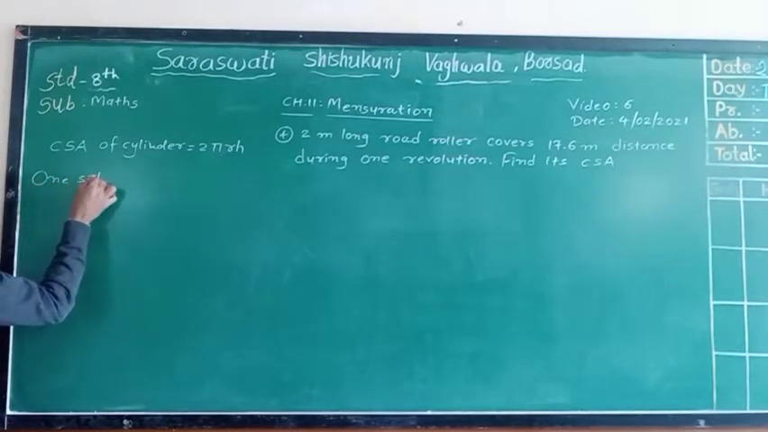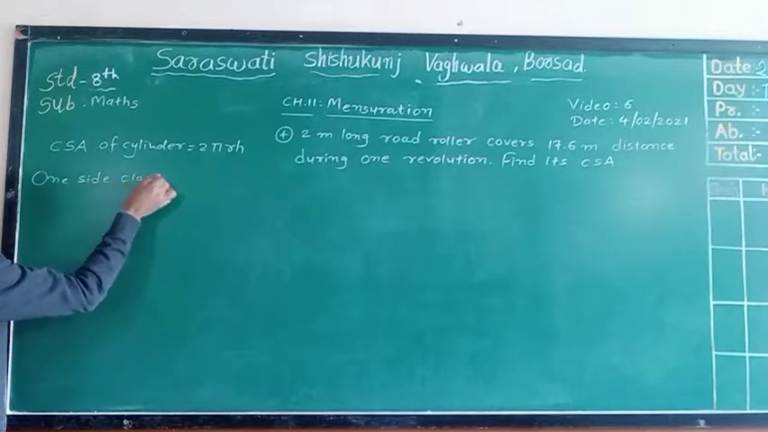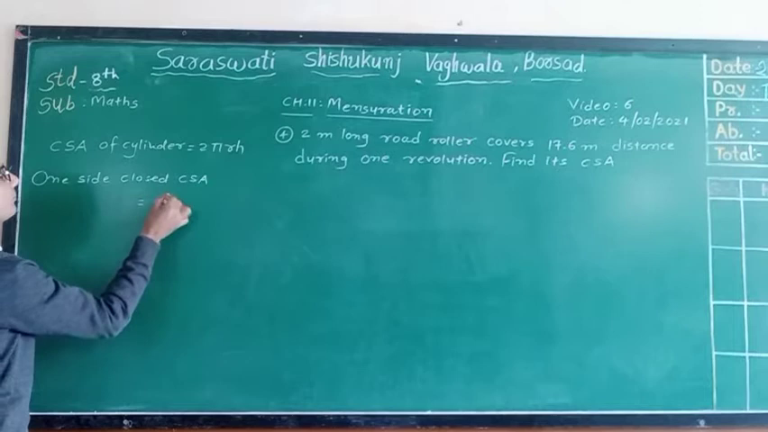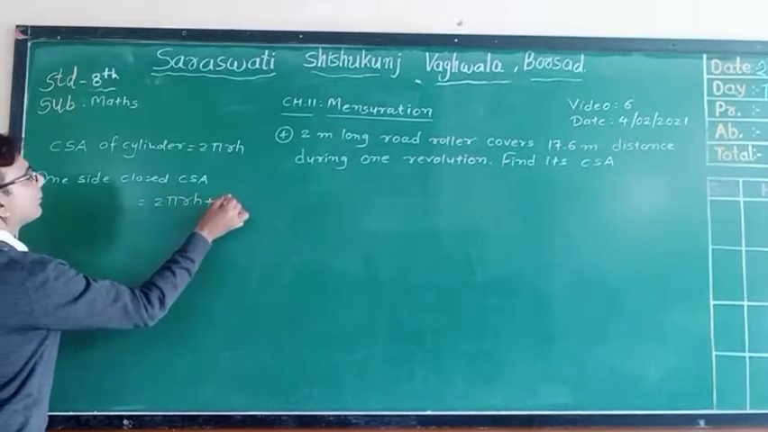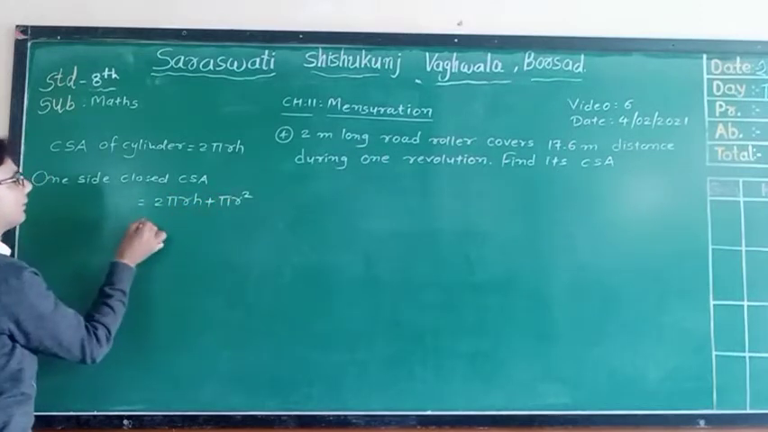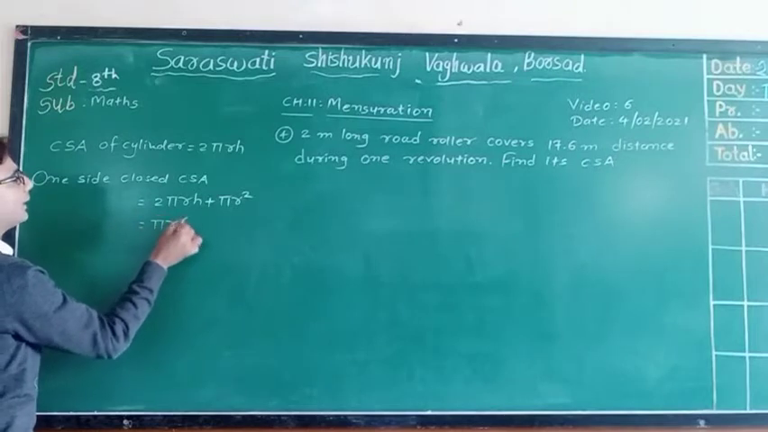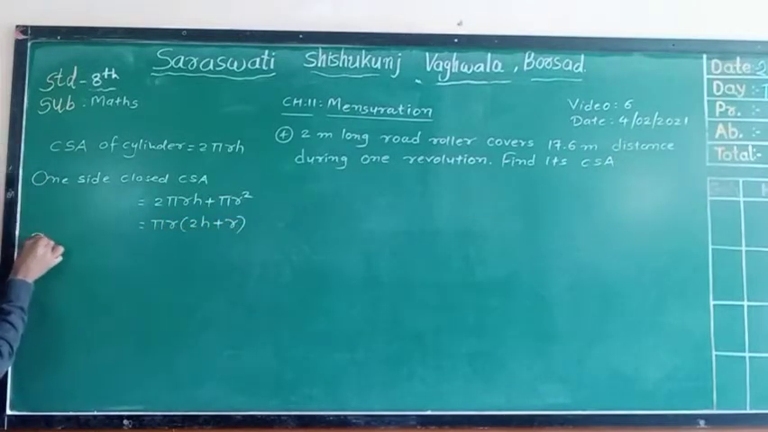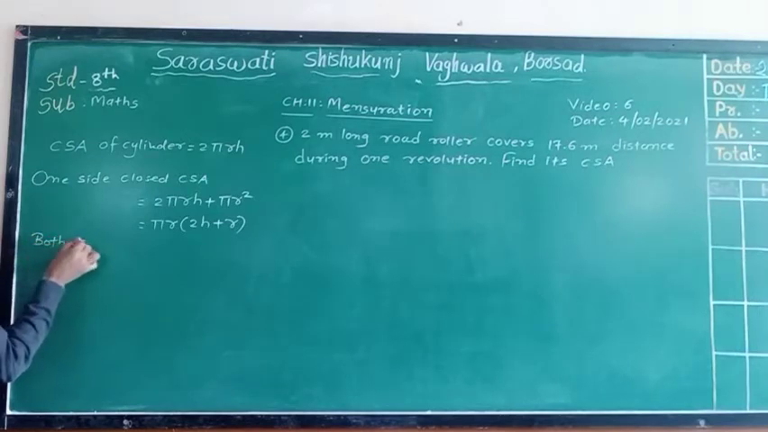Okay, that was for both sides open. Now for one side closed, the curved surface area of the cylinder is equal to 2 pi r h plus pi r square. Pi r is common, so the remaining term is 2h plus r. Both sides closed.